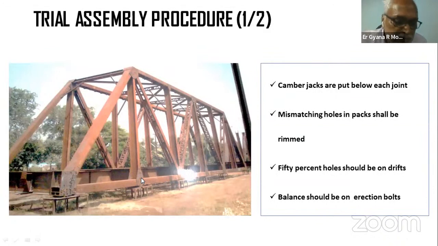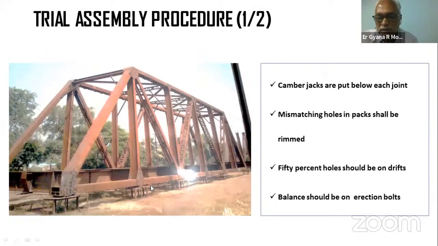If you don't put drifts, you will not be able to match, because by putting drifts, you try to displace a little bit of holes and try to take the component up, try to stretch it. So 50% of the holes should be drifted, and the balance of the holes should be bolted joints. Then only you will get the camber.